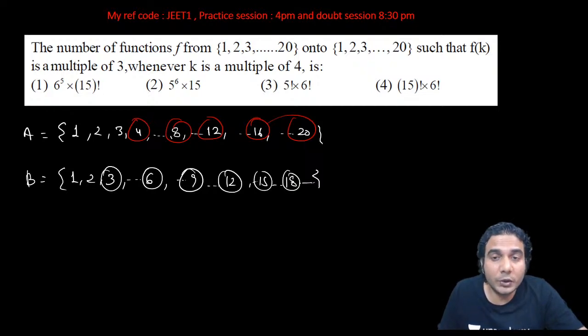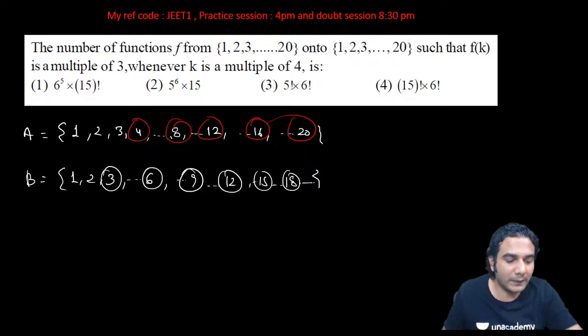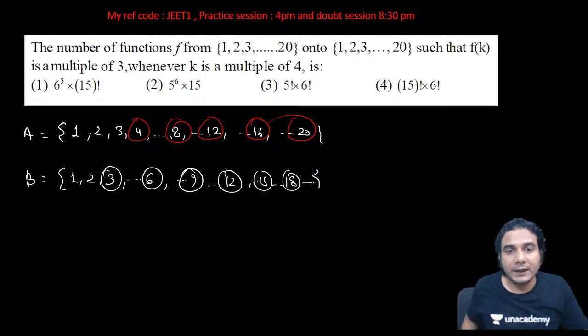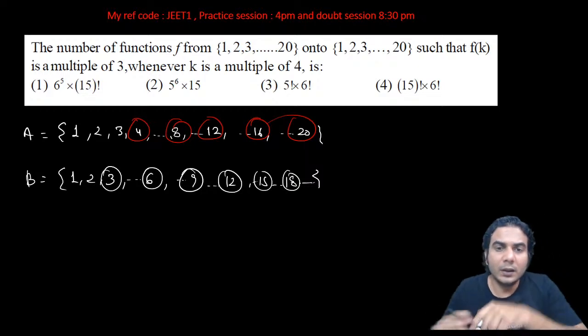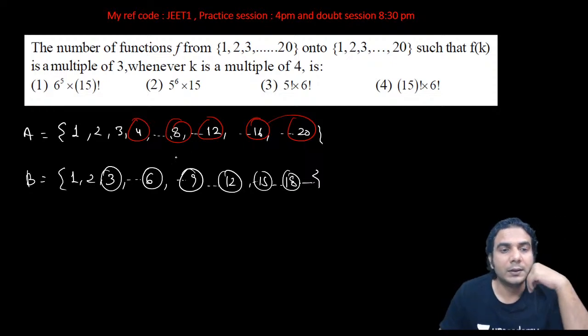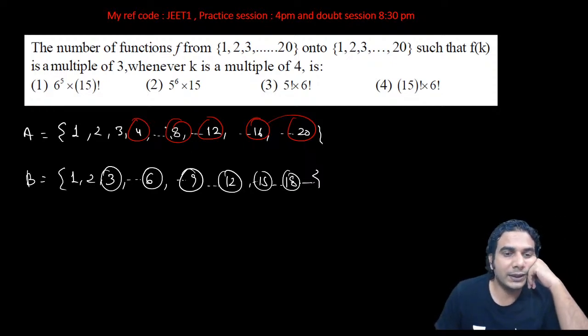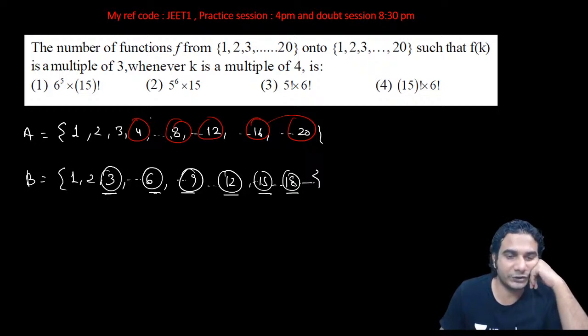So 20 factorial should be the answer. Whenever you have n persons, n seats, so n factorial is the answer, right? If every person will get a seat, or every person is to be seated. But in this case, the condition is that these 5 persons will sit only on these 6 chairs. I mean 5 out of 6 chairs, right?